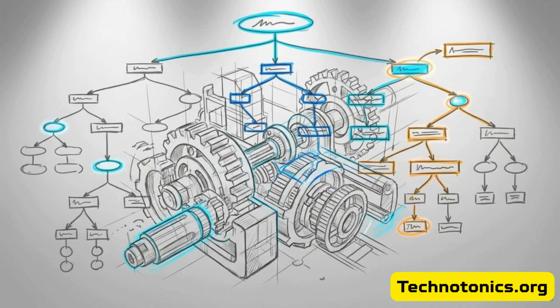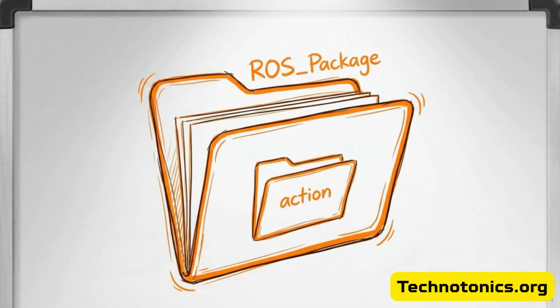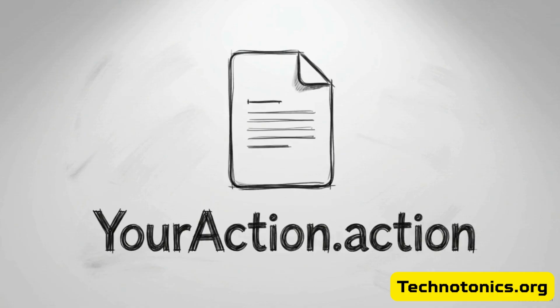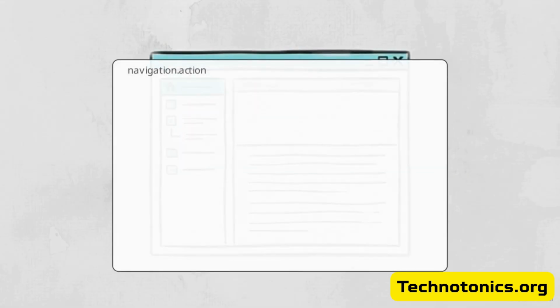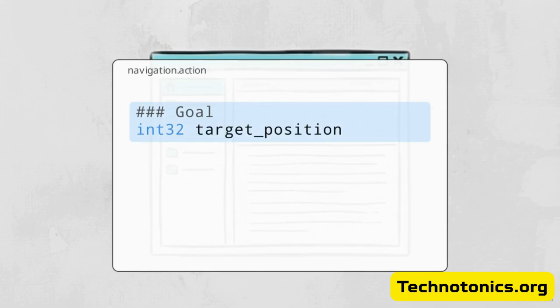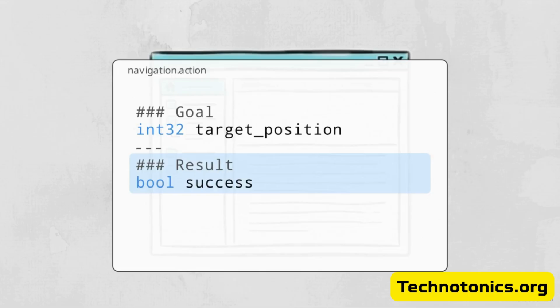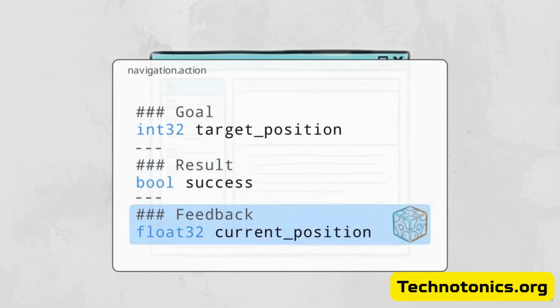Step 1 is defining our data structure. Open your ROS package, create a new directory named action, and inside it, initialize a blank file called youraction.action. This file has 3 parts. First is the goal definition, telling the server what to achieve, declaring an integer target position. Next, the result establishes the outcome, assigning a Boolean for success. Finally, the feedback defines a live data stream tracking the current position.